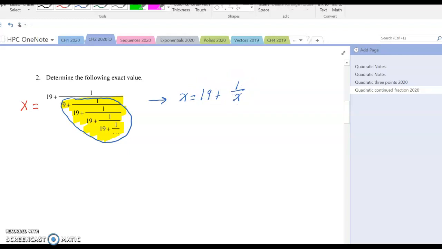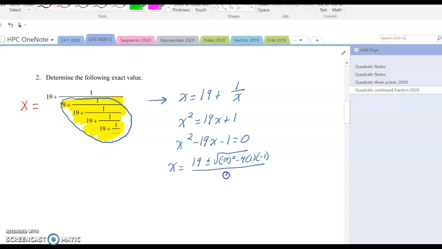So a slight variation. Multiply everything by x, so you get x squared is equal to 19x plus 1. X squared minus 19x minus 1 is equal to 0. So x is equal to opposite of b, so 19, plus or minus the square root of b squared, so negative 19 squared, minus 4ac, all over 2a. X is 19 plus or minus the square root. Doing that value, I think I get 365 over 2.